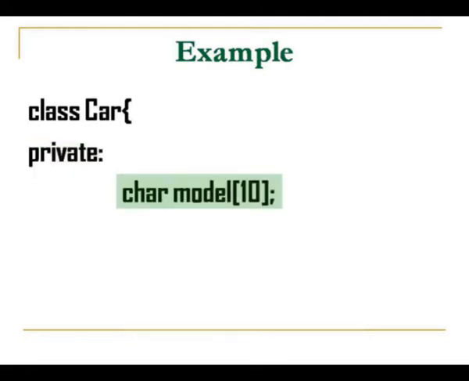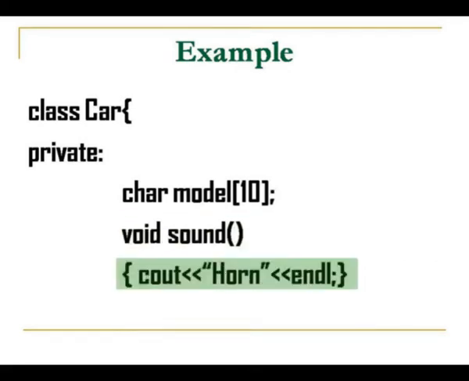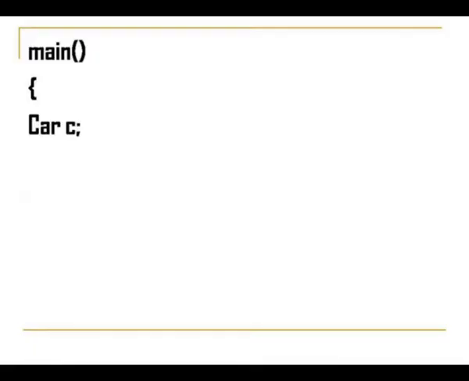You have the same model string, and here you are having a member function by name sound, and inside that you are simply displaying some message, horn, and you are ending the function here. The body of the class is not yet ended, only the sound function is ended over here. Then this particular declaration is followed by this keyword public. Inside public you are having void set model. So, set model is a function.